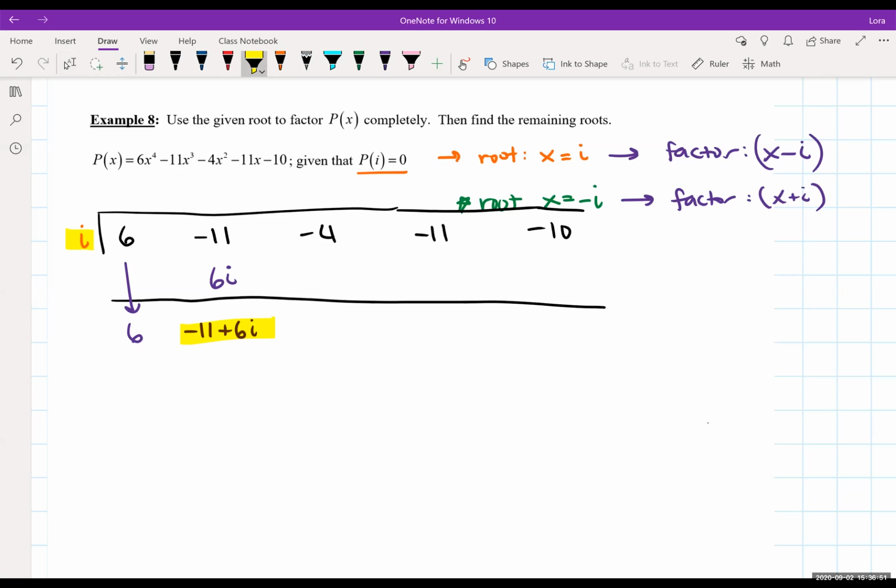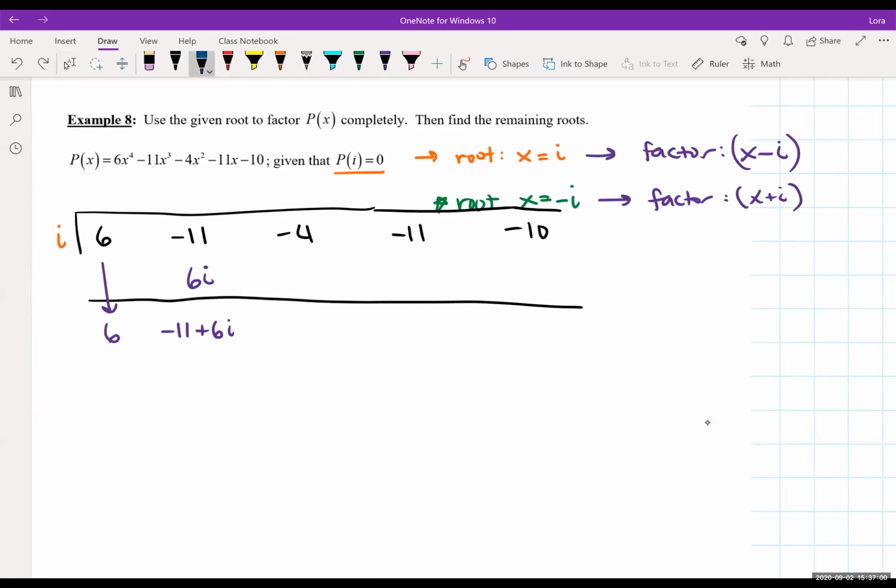So if I'm going negative 11 plus 6i times i, let me write this off. I'll go in blue. So usually it's a monomial times a binomial in a sense. And when you multiply it, you distribute that i. So you would have negative 11i plus 6i squared. Remember what we said about i squared? i squared is always negative 1. So what we're looking at is negative 11i plus 6 times negative 1. But if we simplify it, we end up getting negative 11i minus 6.